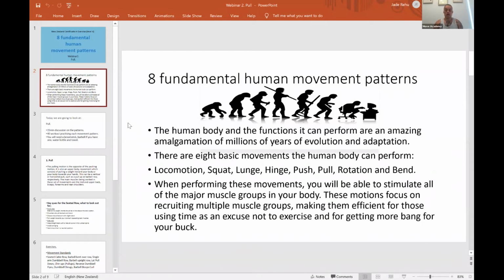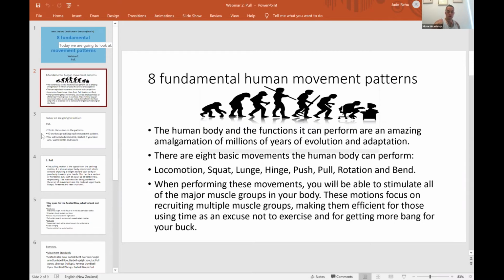The other 7 human movement patterns are the squat, the lunge, the hinge. Those are all lower body movement patterns, which is one webinar. And then we've got the push, which was last week, pull today. And then we've got the core, which goes through rotation and bend. So, the pull.